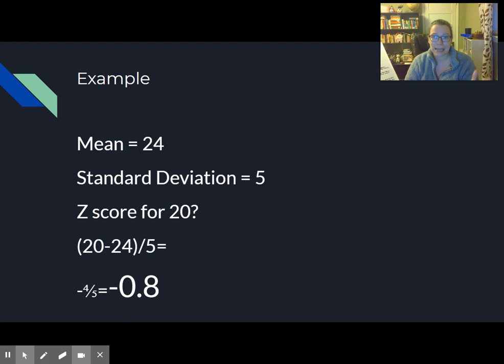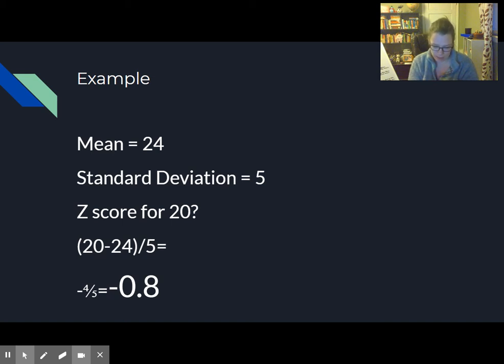So when we did this, it's telling us that the score of 20 for this data set is going to be negative 0.8 standard deviations away from the mean. So we could check ourselves. We could do negative 0.8. I'm going to do it on my calculator with you. So we have negative 0.8.